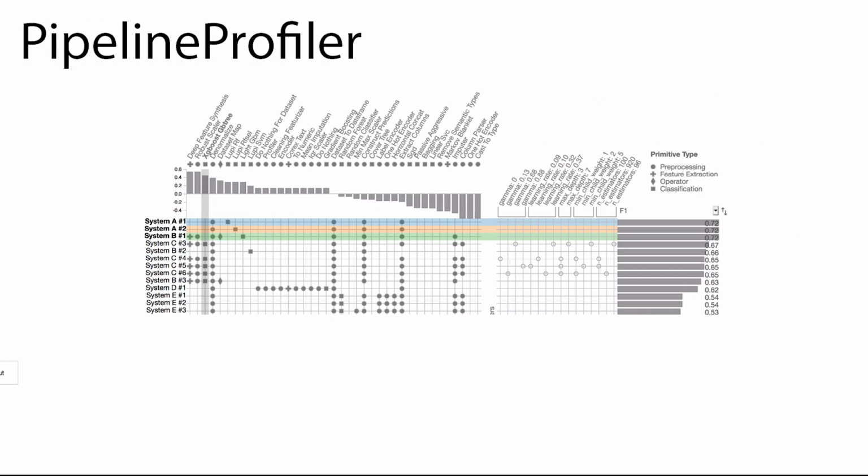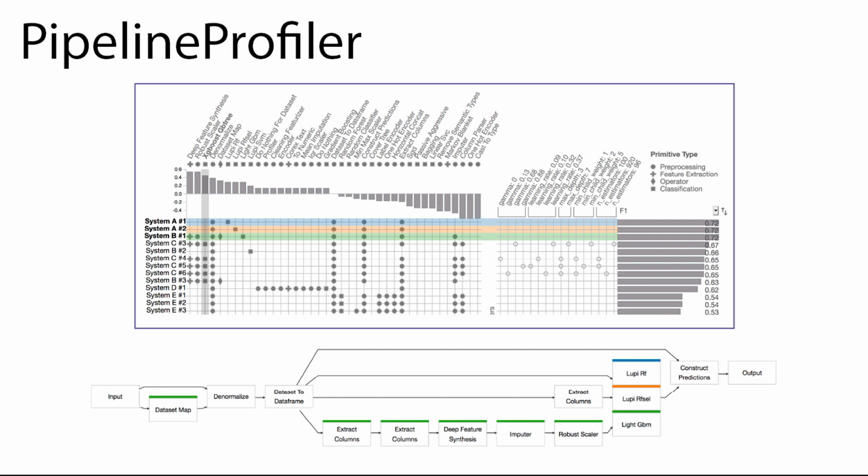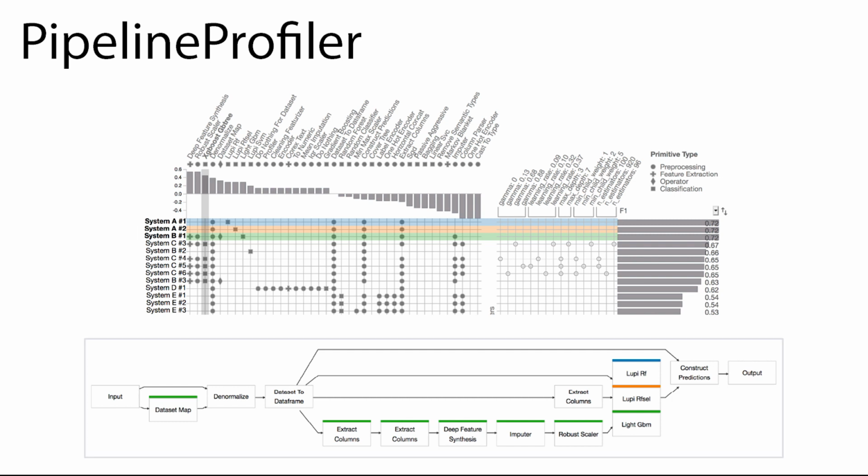We propose PipelineProfiler, a tool that enables the exploration of machine learning pipelines produced by AutoML systems. Our tool consists of two main parts: Pipeline Matrix and Pipeline Comparison View. Pipeline Matrix provides an overview of the data. Pipelines are represented as rows, and primitives as columns. We show the pipeline scores, as well as an estimate of the primitive contributions as bar charts.